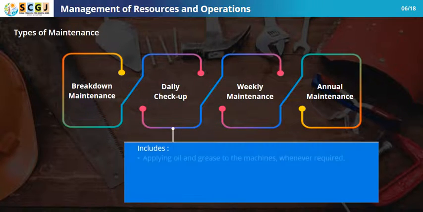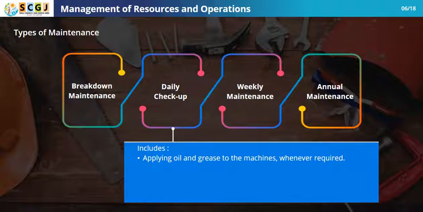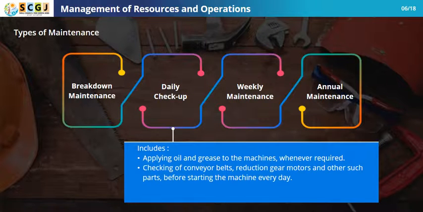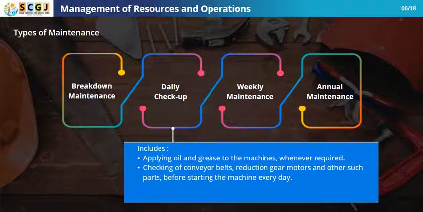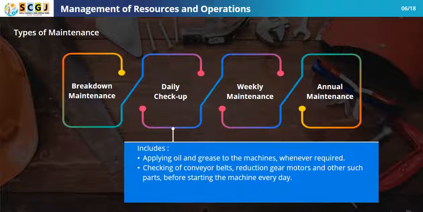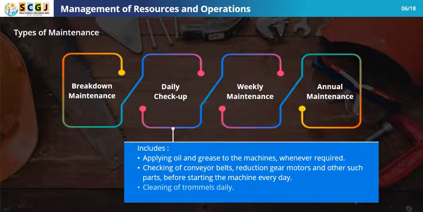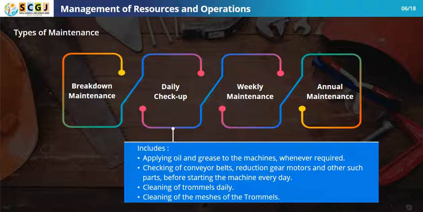Daily checkup includes applying oil and grease to the machines whenever required. Before starting the machine every day, conveyor belts, reduction gear motors, and other such parts should be checked. Trommels should be thoroughly cleaned daily, and the meshes of the trommels should be cleaned depending upon the clogging condition.